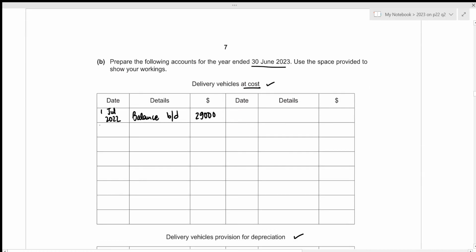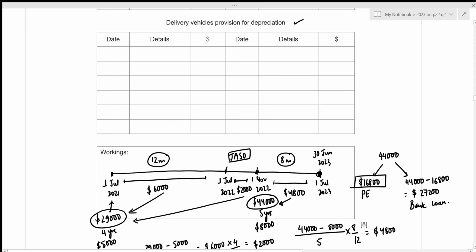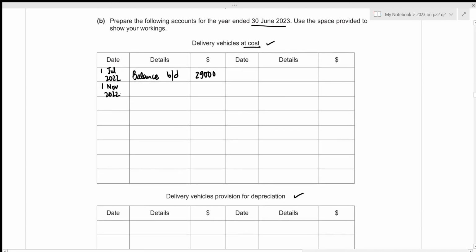Then we made purchase of new vehicle at the date of 1st November 2022. Now we need to include it under the heading of disposal, since 16,800 was funded through the part exchange, and bank loan, since 27,200 was funded by a bank loan. So under the heading of disposal, you can write down 16,800. Then under the heading of bank loan, we can write down 27,200. Then we also need to mention that the previously owned vehicle with the cost 29,000 was disposed during the year, and it was disposed at the date of 1st November 2022. Again, this will be under the heading of disposal, and this will record the cost of the disposed vehicle.